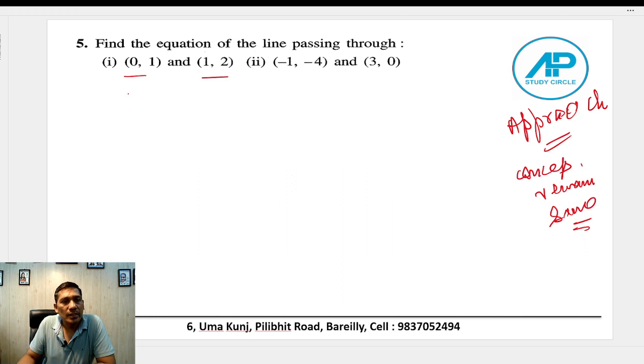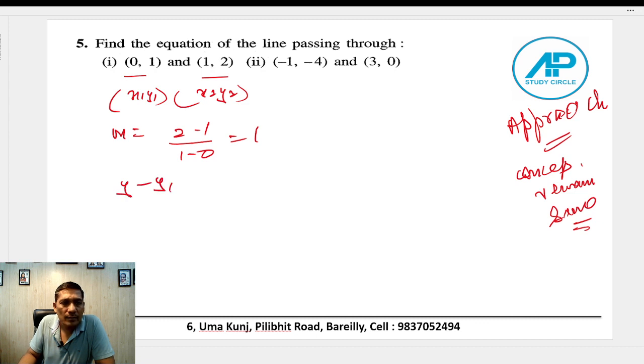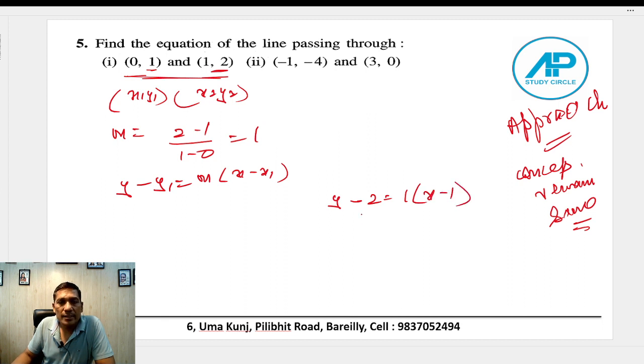You got 2 points here, x1, y1 and x2, y2. You had a 2-point passing form, and I told you there that we are not going to use the 2-point passing form. Rather, we get to find the slope from these two. 2 minus 1 upon 1 minus 0 gives you 1, and then use y minus y1 equals m times x minus x1. I'm doing it here. Y minus, now you can choose any one point from these two, either (1, 2) or (0, 1). Y minus 2 equals 1 times x minus 1.